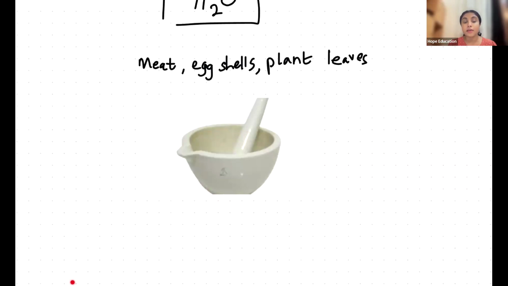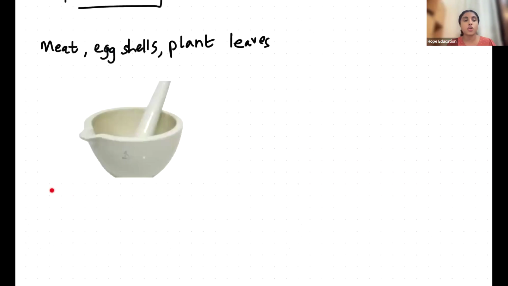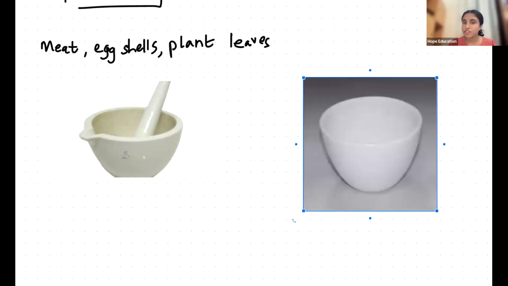Once you get that paste, you are going to take something called a crucible. So let me show you what a crucible looks like. A crucible is just like a normal vessel. A normal vessel made of ceramic is what we call a crucible. Can you all see this picture?